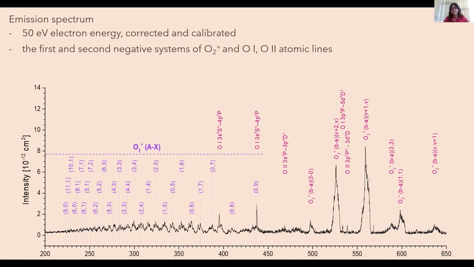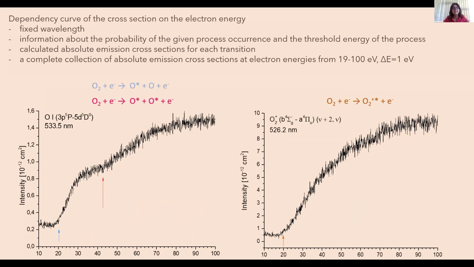We also measured the dependency curves of the cross-section on the electron energy. This is done at fixed wavelengths corresponding to specific transitions. They give the information about the probability of the given process occurrence and also about the threshold energy of the process, which is the minimal energy needed for this process to be done.